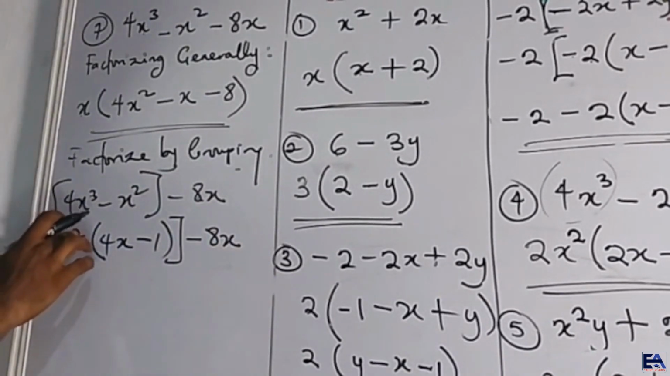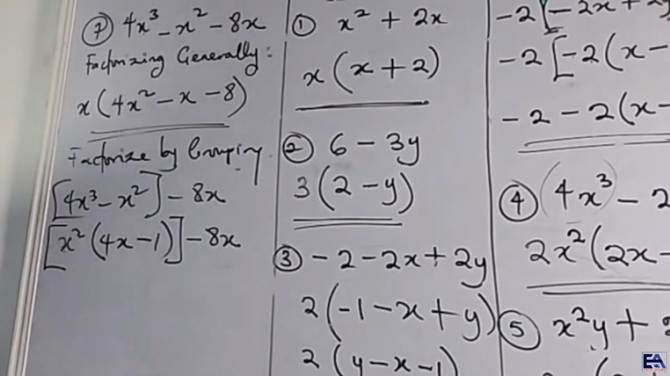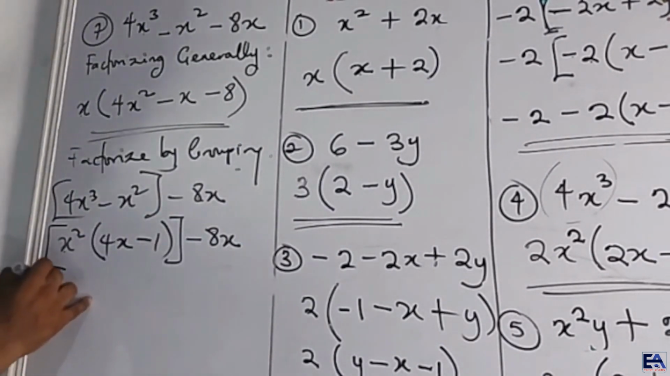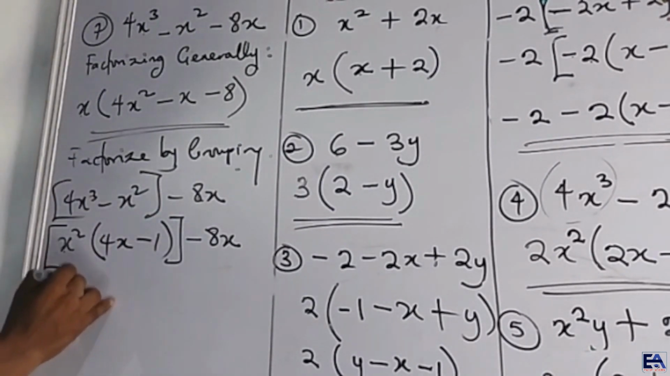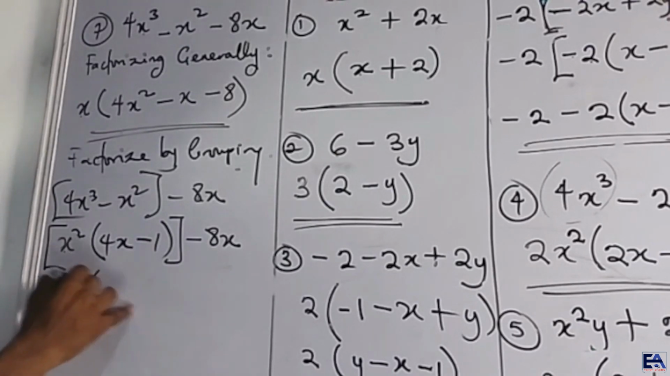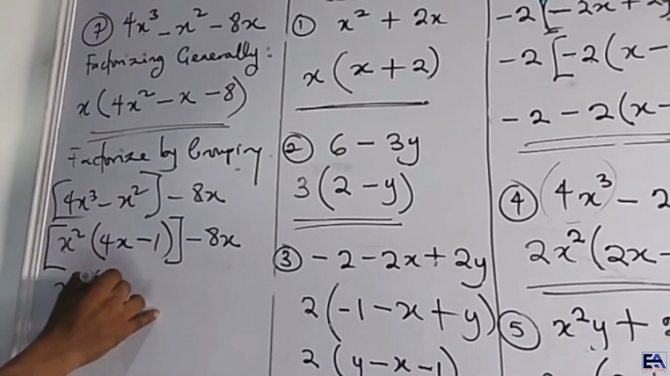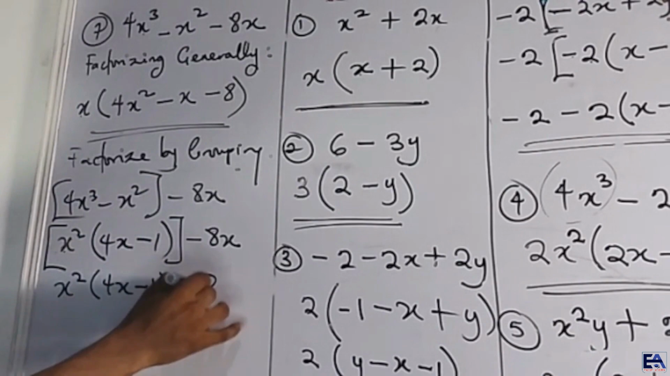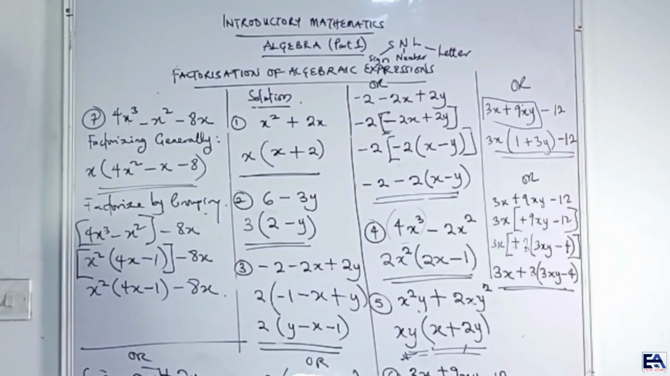So what else can we do at this stage? Nothing, just strip it naked, remove the box, and then we have x squared, we have 4x minus 1, then minus 8x. So it's not really looking cool. Then you can also group it the other way around and all that.